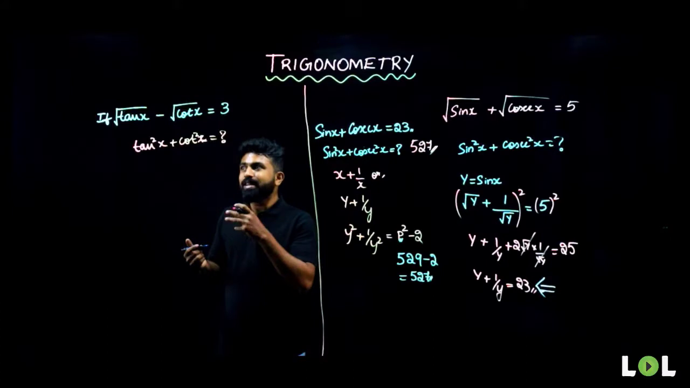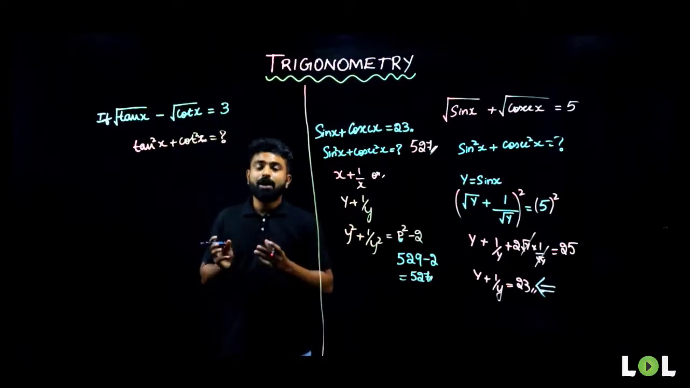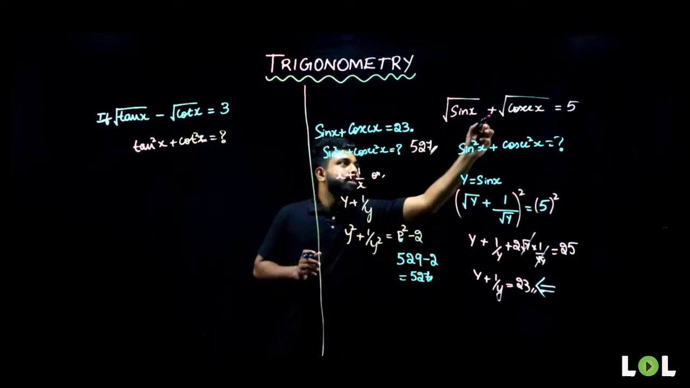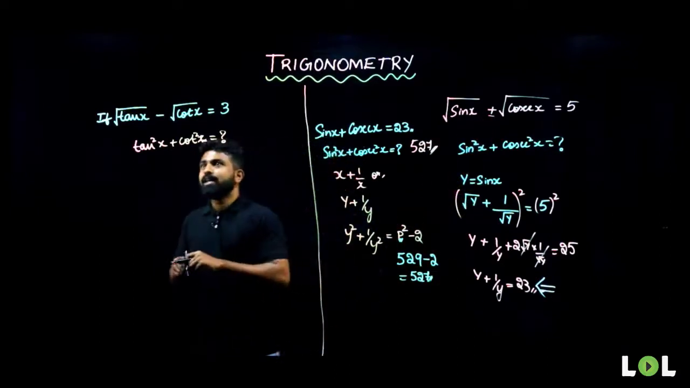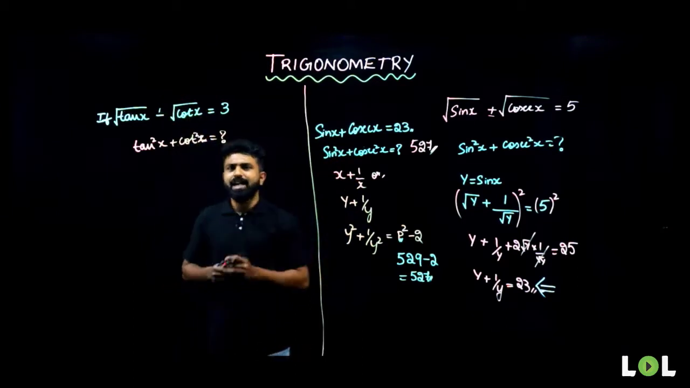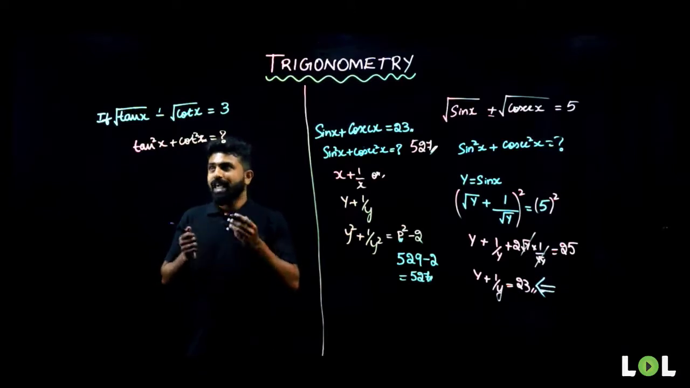Now we need to find the value of tan square x plus cot square x. This is similar to the previous problem, but look at it. Where is it changing? There is a positive sign here, but here we have a negative sign, meaning this is a slightly different question. So how do we solve this? We follow the same steps.